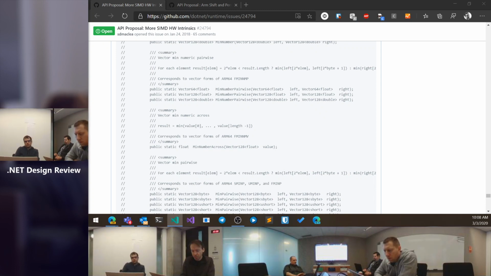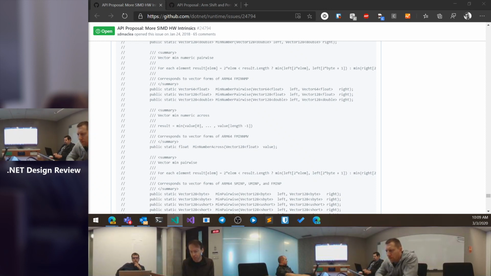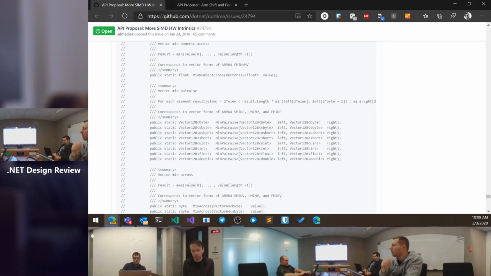Right, so then min number and min number pairwise. I think we already had comments on that one that we wanted some different naming. For which ones? Oh, never mind. We have already done that. Nope, never mind. Misremembered what I was saying. So then min number pairwise, I guess if it's the same pattern, should be good to go, right? That's my belief. Min number across seems fine. Min number pairwise is fine.